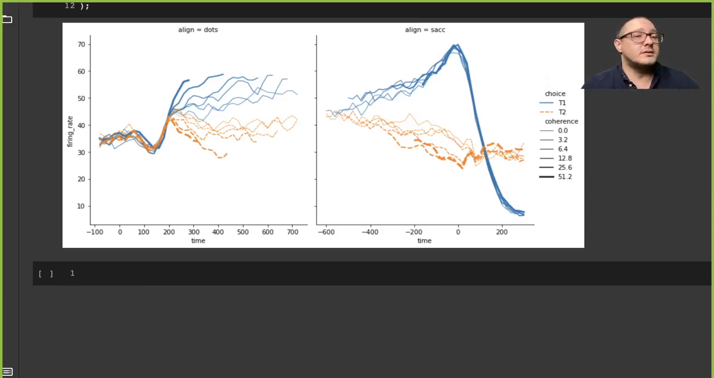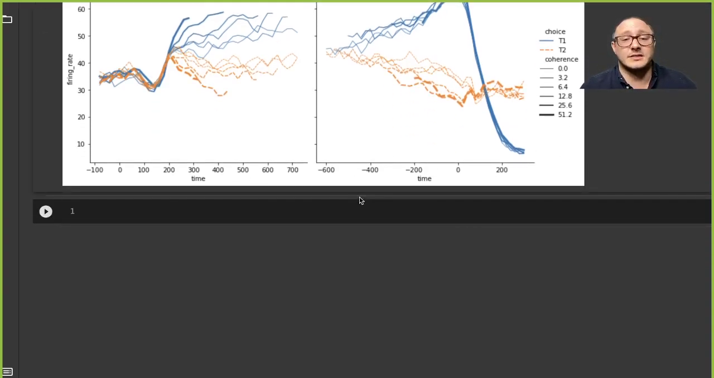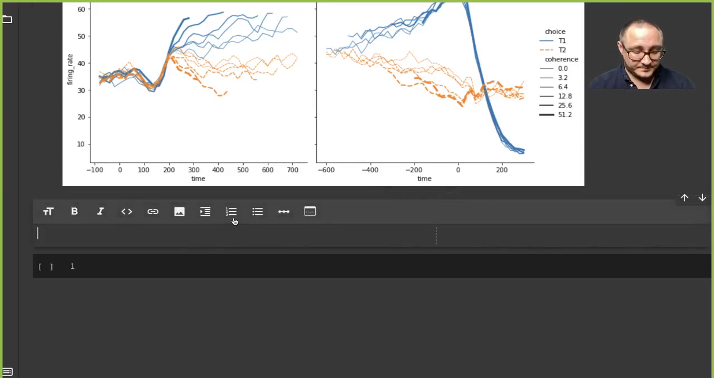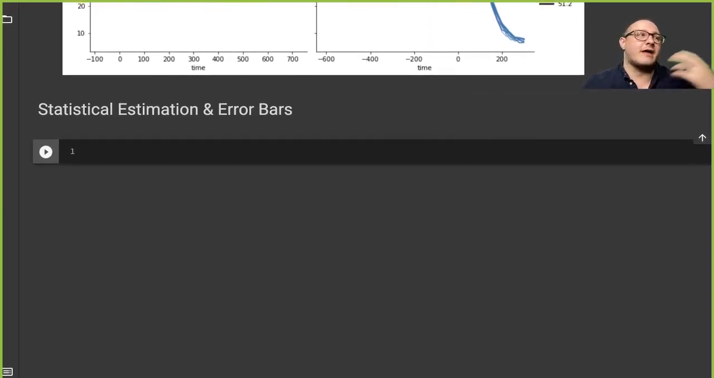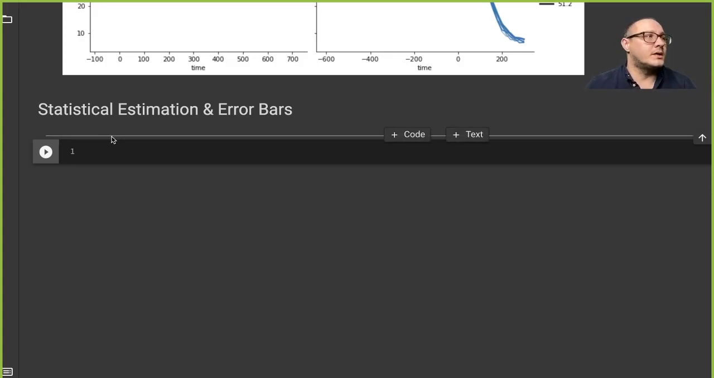Now, the next type of thing that we want to look at is statistical estimation and error bars. A lot of the times maybe we want to look at the average value of something. Seaborn has functions that will automatically perform the statistics for us. It makes life a lot easier when we're doing statistical estimation, which is necessary to answer specific questions that we want. So I'm going to grab the fMRI data set this time.